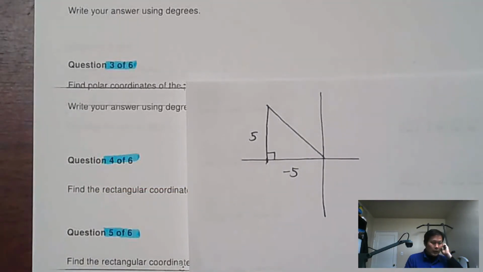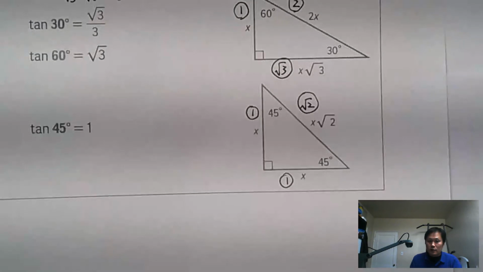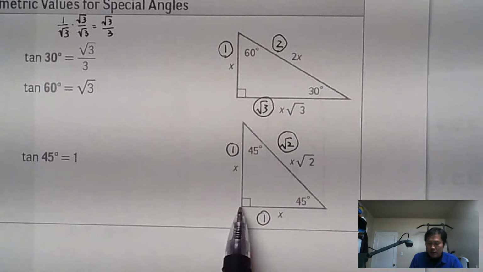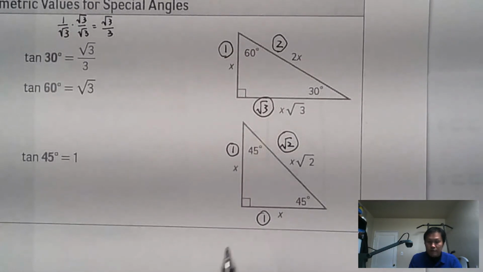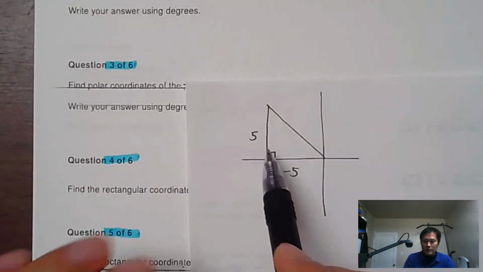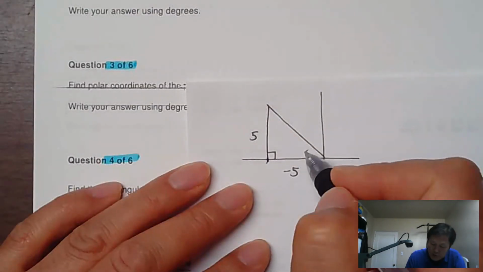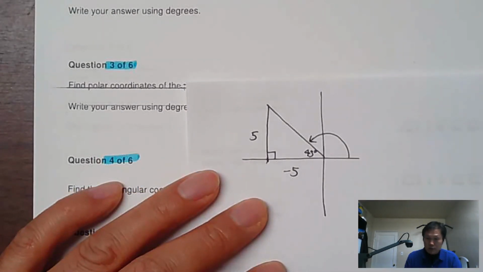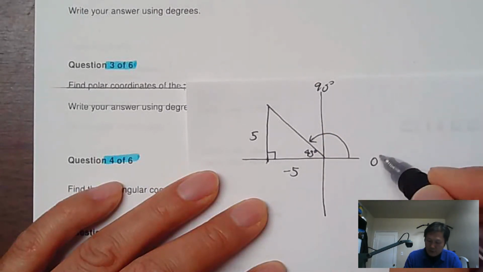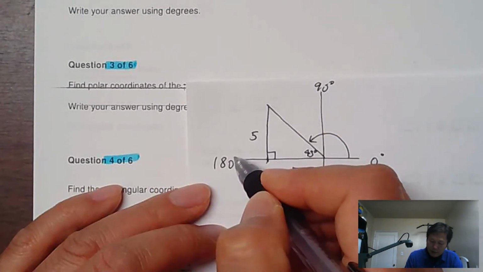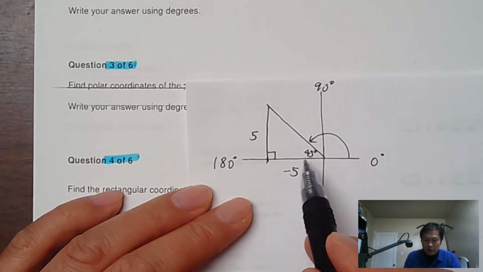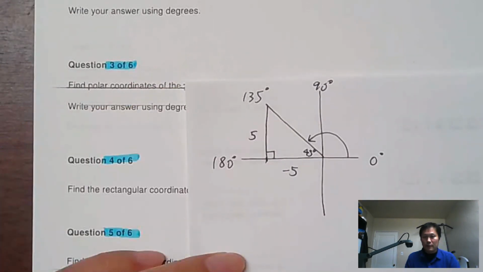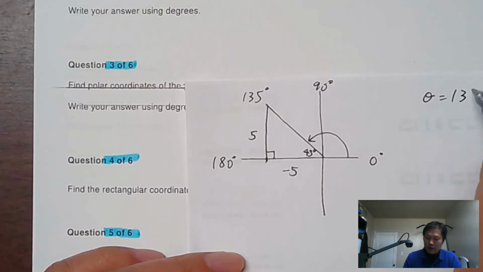So you have to consider this special triangle. Can you use this special triangle, 1 to 1? This length and this length are the same length. That's a 45-45 triangle. So you should know this is a 45-45 triangle. So the angle from here to here, that's 90 degrees here, from 0 degrees, 90 degrees, 180 degrees, that is a 45 degree angle. So it's 180 minus 45, you should get 135 degrees. So theta is 135 degrees.